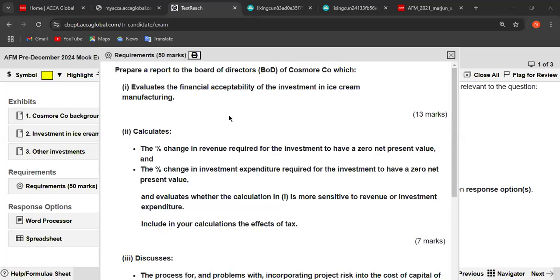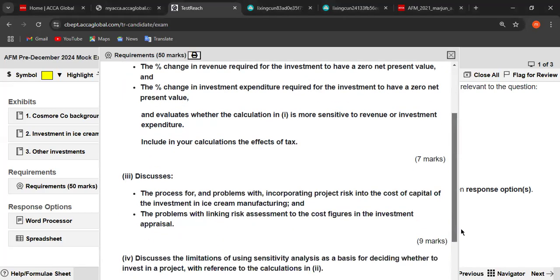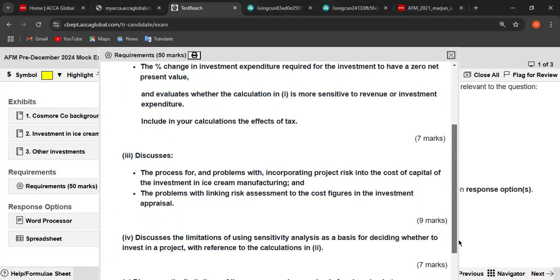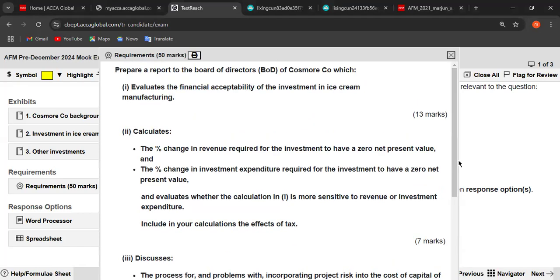Okay, so the first question, which we are going to do, is the Cosmore company, and it is a 50 marks question. In this question, the examiner is testing investment appraisal and sensitivity analysis, and the discussion was very important for this question. It was a very good question, I will say.